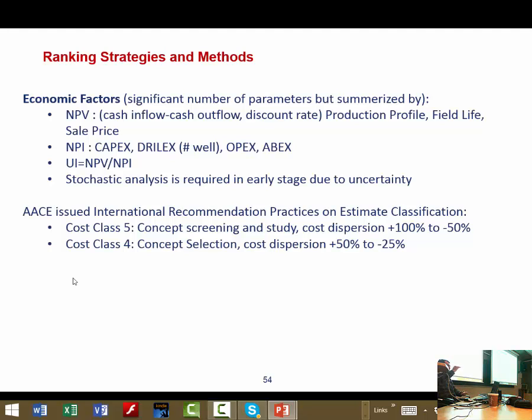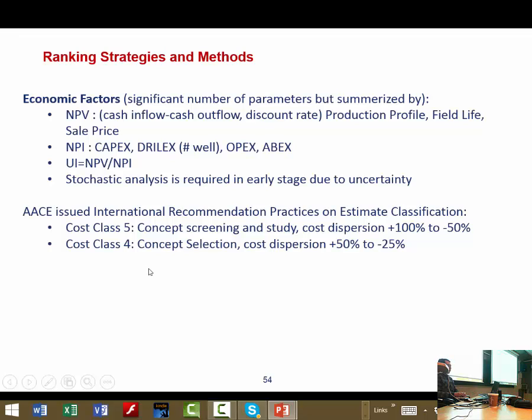They have different cost classes based on the cost dispersion. And based on that, for our purpose, cost class 5 is usually used for concept screening and study, which has a cost dispersion between plus 100 to minus 50 percent. That means when you estimate the cost of one module, you know that your cost can vary. For example, you say, okay, the mean cost is $1 million, but it can be $2 million or it can be $500,000.